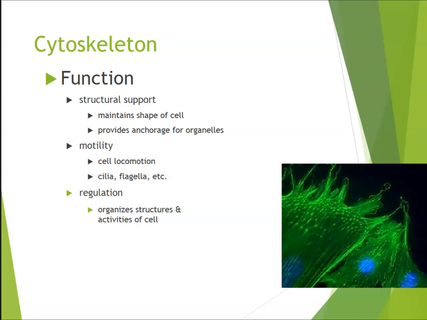It is responsible for cell locomotion, so the cilia and flagella structures that some cells have to move around are made of cytoskeleton. And for regulation, they organize structures and activities of the cell. They're actually responsible for providing kind of a network for all of the organelles and anything that needs to move throughout the cell. So the cytoskeleton has a lot of different functions.